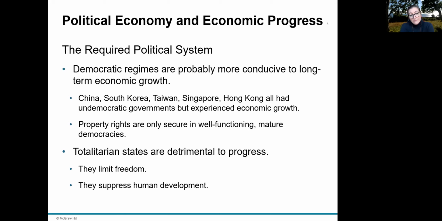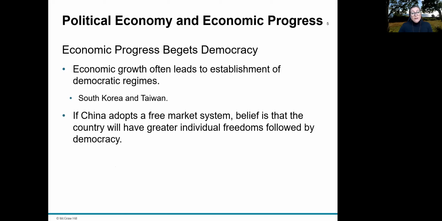And so the stronger orientation towards a totalitarian state is going to limit economic progress, because totalitarian states limit individual freedoms. They suppress human and economic development. So we can suggest, therefore, that economic progress begets democracy.